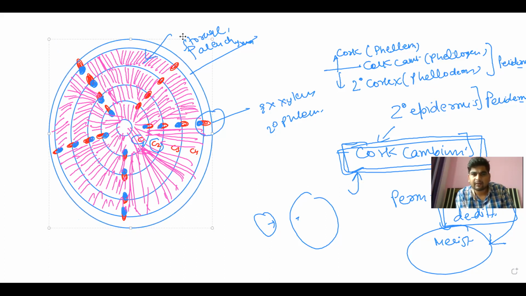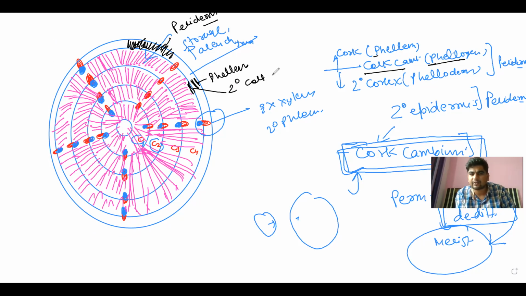So this layer would be the pericycle. Sorry, not pericycle, pardon. This is the periderm. This much thickness is the periderm. The periderm itself consists of three things: the outermost is the phellem, the cork cells, then the phellogen, a layer that always remains meristematic, which is called phellogen or cork cambium itself, and the third layer is the secondary cortex, which is called phelloderm. Jointly these three are called periderm.